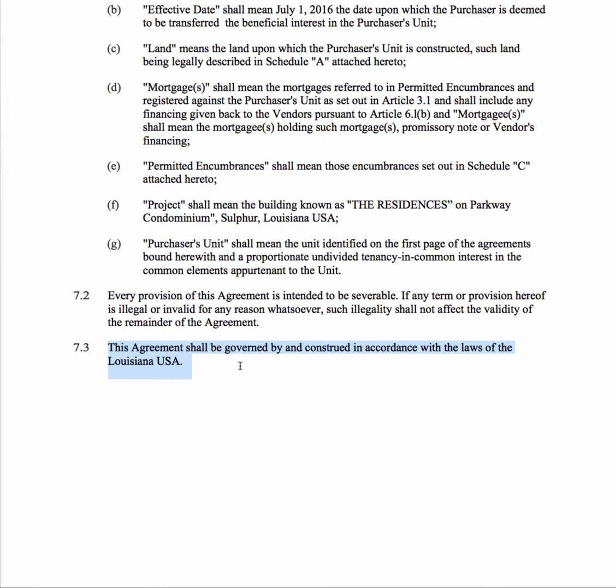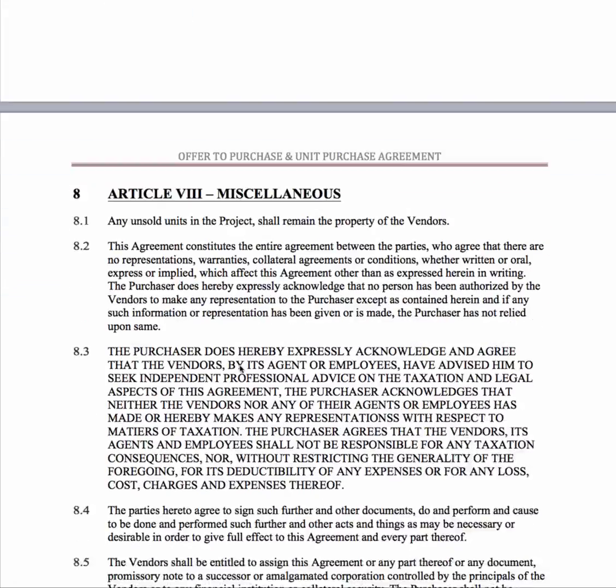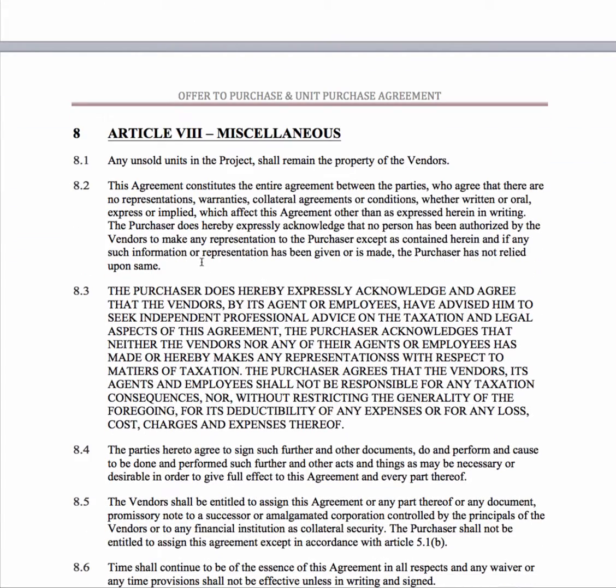Okay, this agreement shall be governed by and construed in accordance with the laws of Louisiana, because we're in Louisiana. Any unsold units in the project shall remain the property of the vendor. So we will keep whatever doesn't sell, but properties will sell.